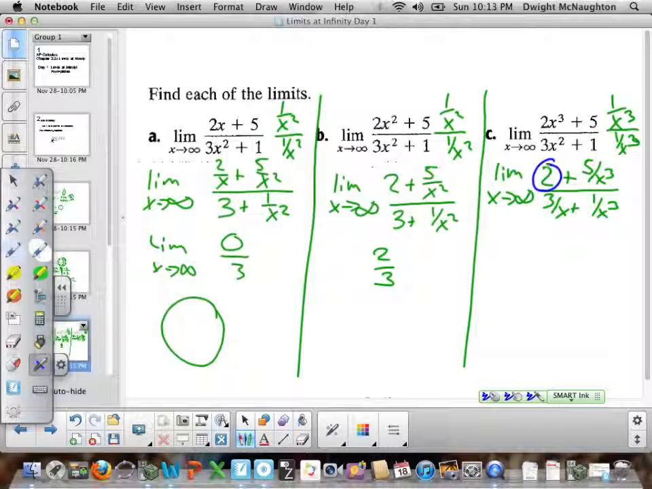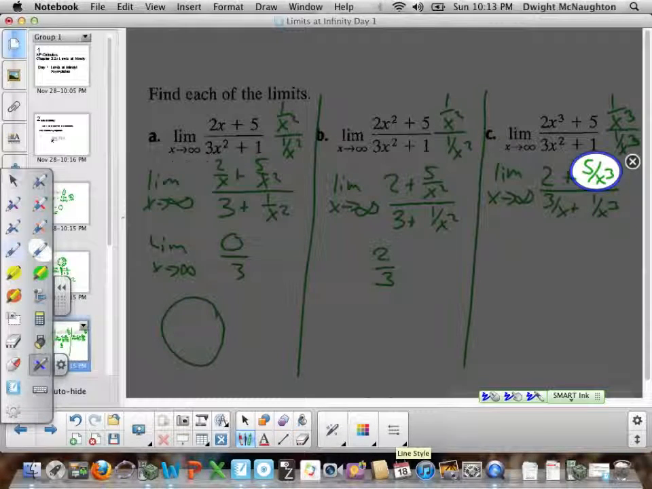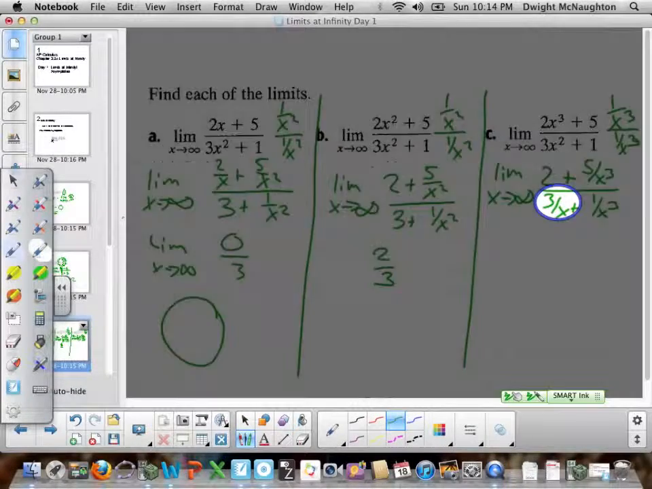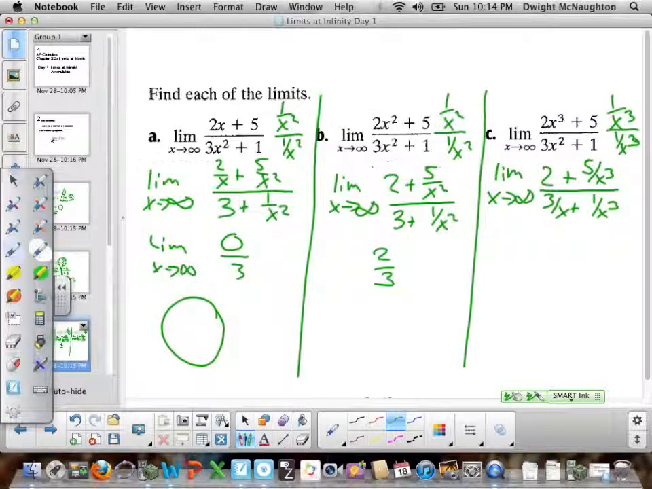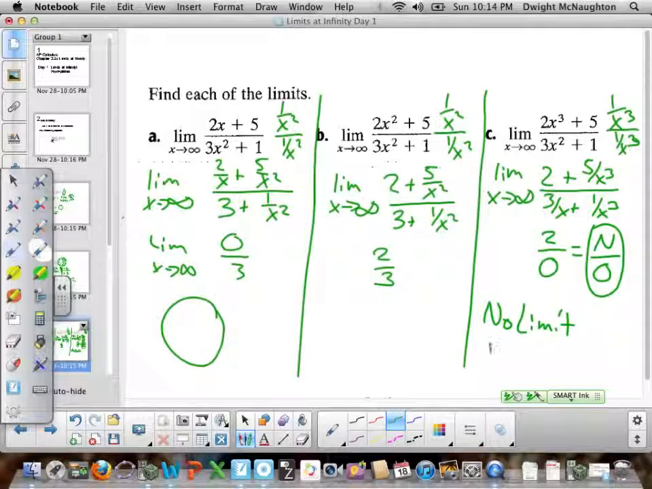Again, as we look at this, 2 stays 2. 5 over x cubed will approach 0. 1 over x cubed will approach 0, as well as 3 over x. So everything approaches 0, except for 2, so what we end up with is 2 over 0. And if you remember, when you get a number over 0, that spells no, meaning no limit. In other words, the limit does not exist. This one, the limit does not exist because the function approaches infinity as x approaches infinity. This one increases without bounds, both with the x and the y.